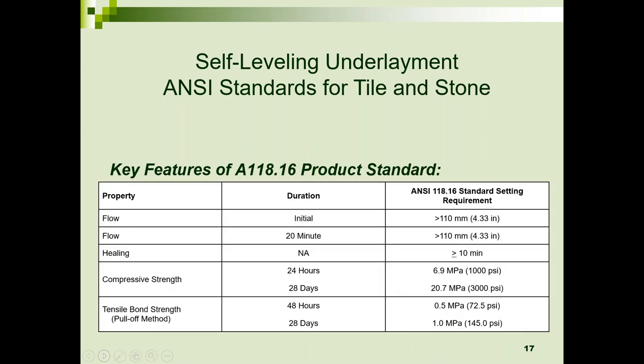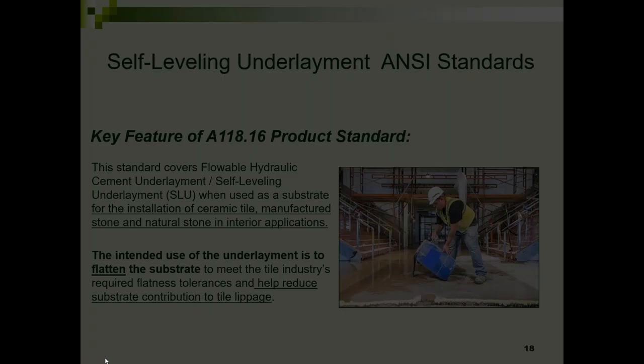And here are some of the performance characteristics of a product that conforms to the standard. You've got a compressive strength of 3,000 PSI, a tensile strength, but more importantly, in my mind, is the flow and healing. And we'll talk more about that later. But again, with the standard available, all manufacturers will be manufacturing product that conforms to or exceeds this standard. So when you specify an underlayment, you'll know the level of quality and performance to expect once the product is cured and hardened. Next slide, please.